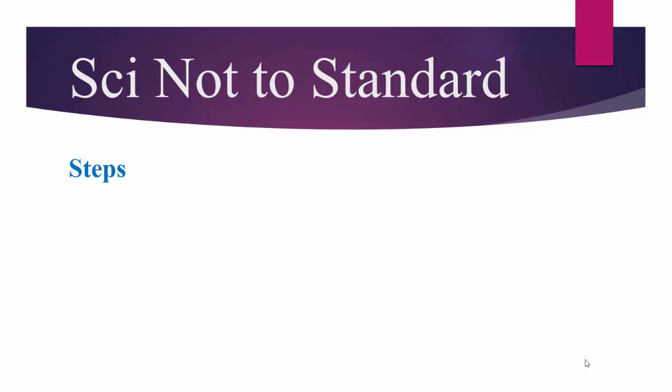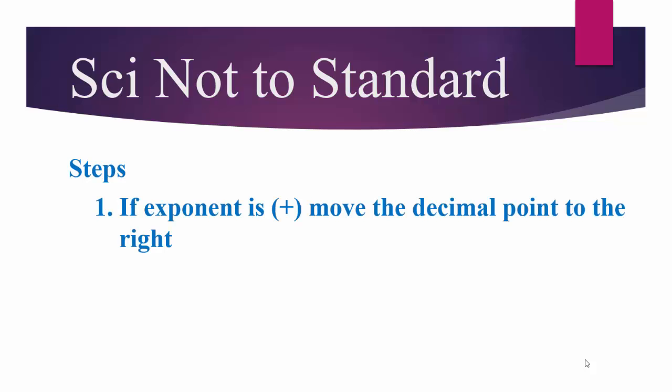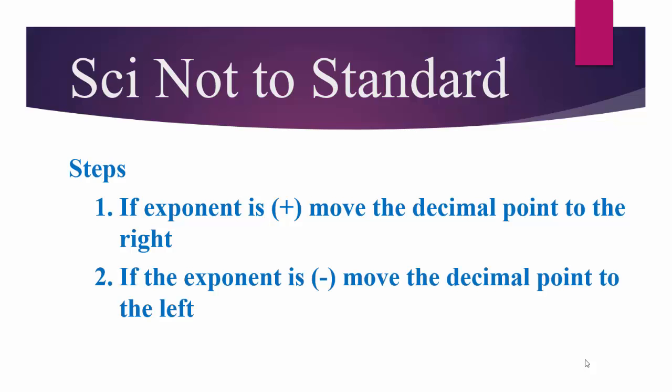There are 3 steps here. Step number 1, if the exponent is positive, you're going to move the decimal point to the right, the number of the exponent. If the exponent is negative, you're going to move the decimal point to the left, the number of the exponent. And if you don't have enough numbers, you're going to use zeros to fill in the places.